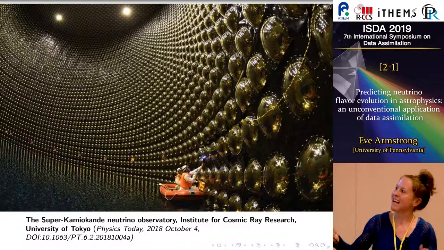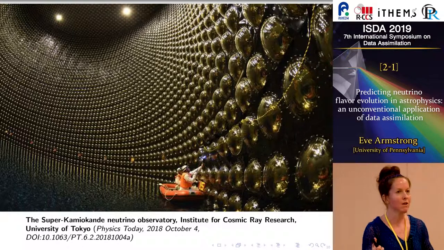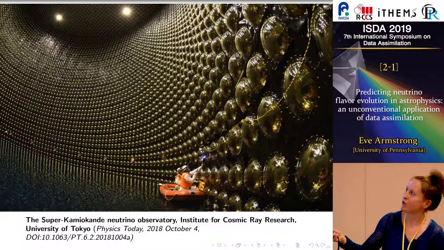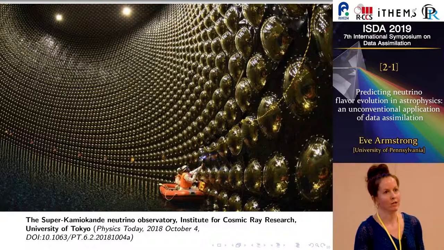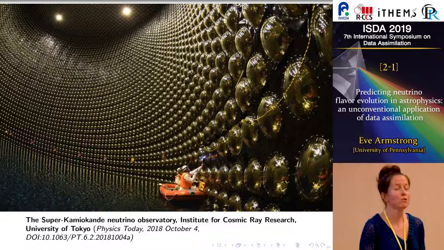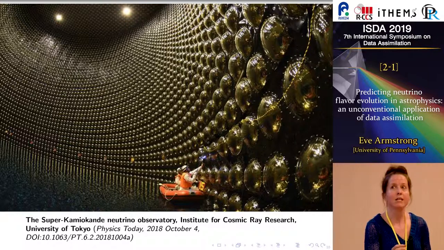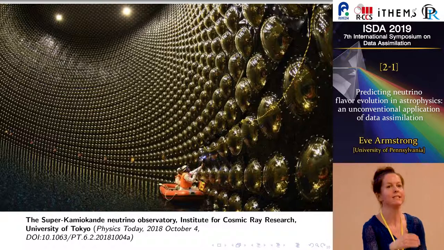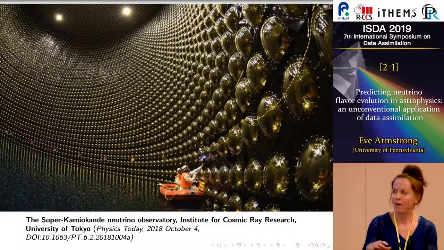This is a giant tank of water. It's a cylinder of about 40 meters radius. And these are phototubes that detect light radiated from relativistic electrons during the reaction I just showed you. So what you're looking at is the neutrino comes in and interacts with the oxygen atoms in this water, excites the oxygen atoms, and electrons are released. That's how this contraption is designed.